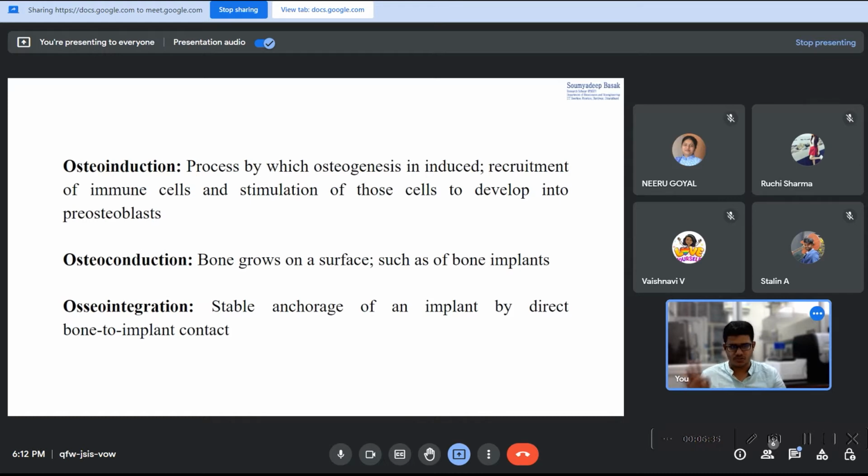Okay. So osteoinduction, osteoconduction, and osseointegration. These three things need to be clear. Okay. There might be some questions.